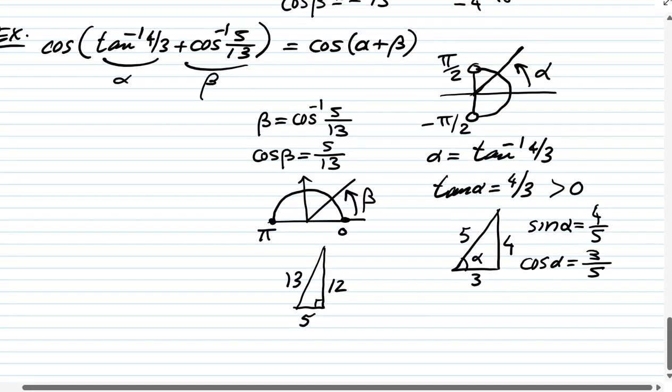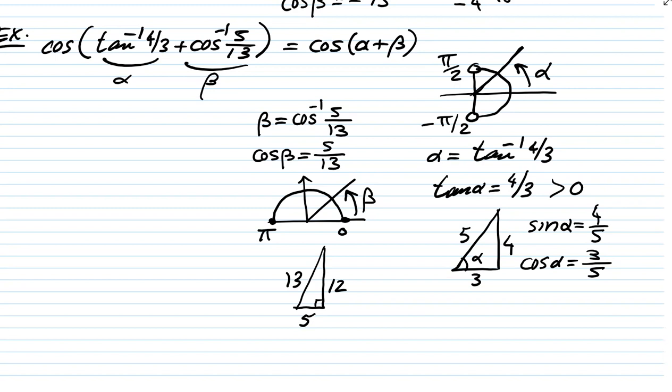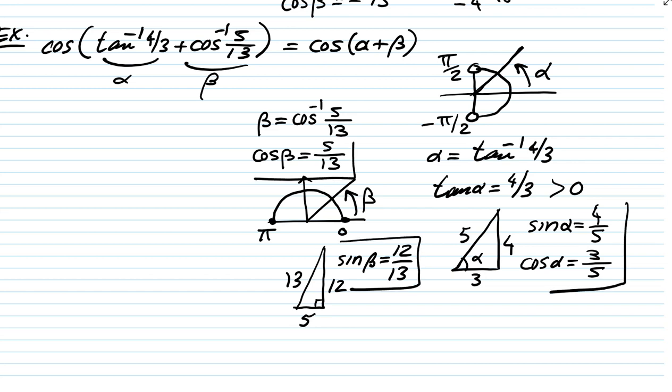And that's good. We got the cosine. We're going to need sine for this one also. So what is sine of beta going to be? I'm going to fit it in here. Sine beta is 12/13, y over r. And we have all this relevant information. Now we can work this.